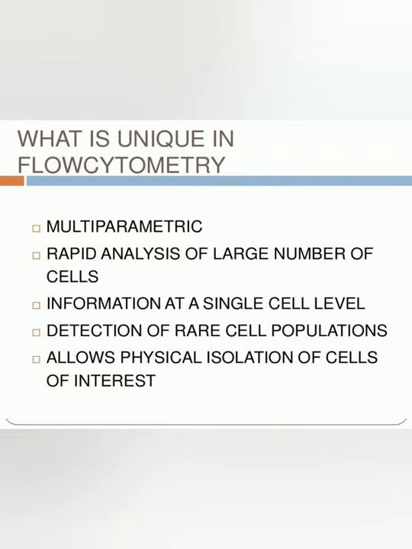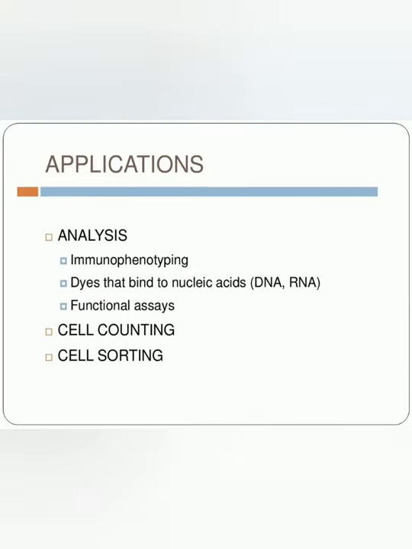What is unique in flow cytometry? It is multi-parametric. Rapid analysis of a large number of cells is possible. Information at a single cell level. Detection of rare cell populations. Allows physical isolation of cells of interest.